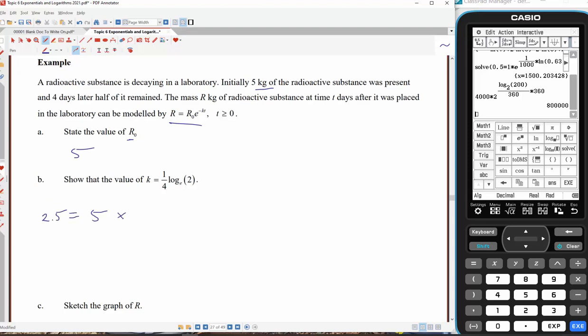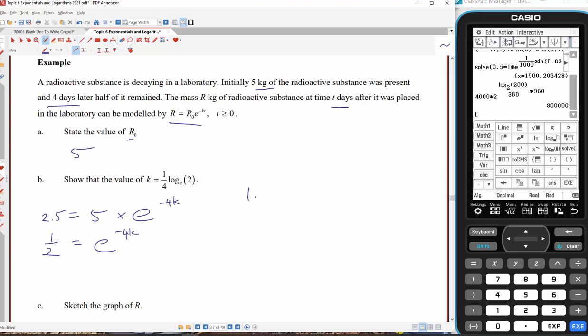Show that the value of k is this, okay, so we have half of it remaining, so we've got 2.5 equals 5 times e to the, and t is days, and it's 4 days is the time, so we're going to go negative 4k. All right. So we divide by 5, which gives us 2.5 over 5, which is half, equals e to the negative 4k.